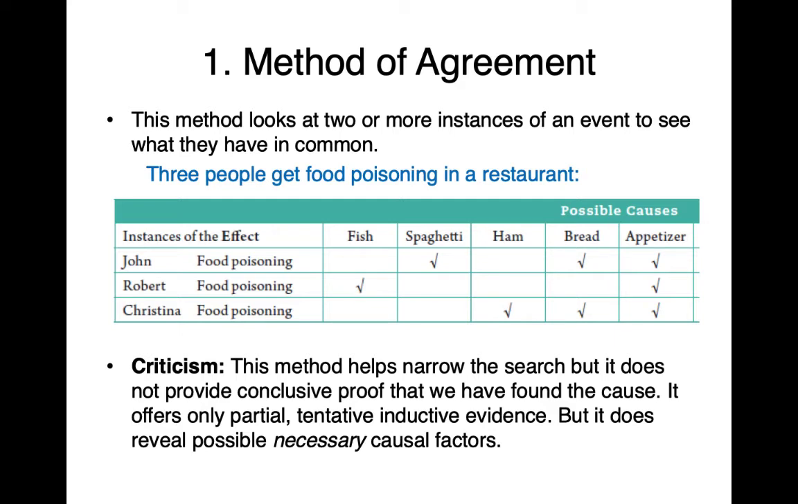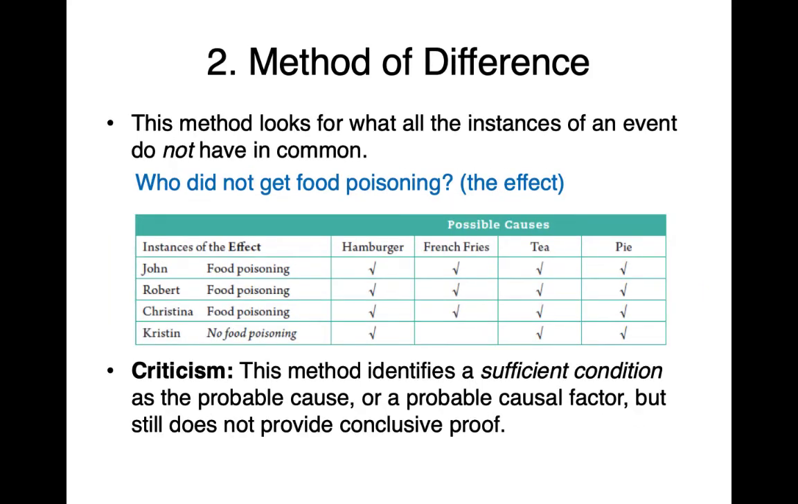This method only offers partial tentative inductive evidence, but it does reveal possible necessary causal factors, right? In this case, we're describing something that occurred in the past. We want to explain the food poisoning, and in this case, it looks like the only thing all people who got sick had in common is the appetizer. Okay, so the method of difference.